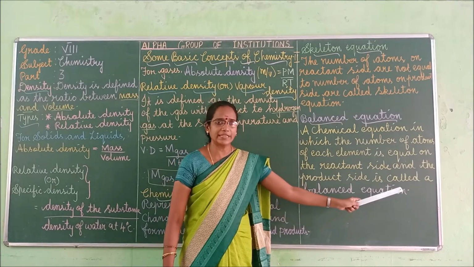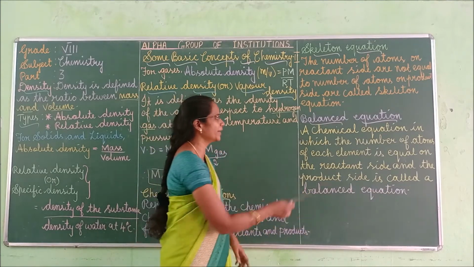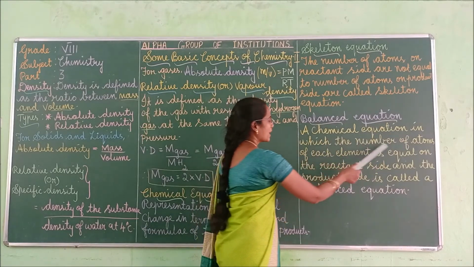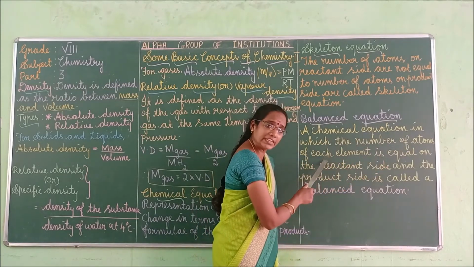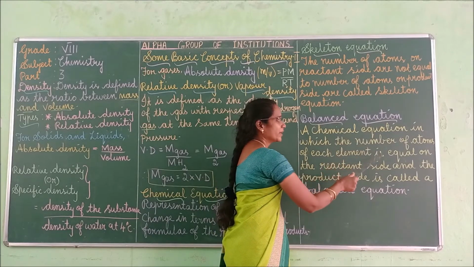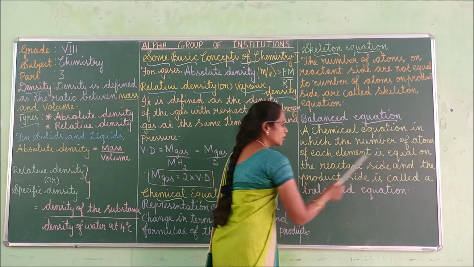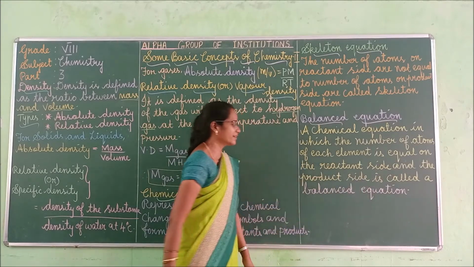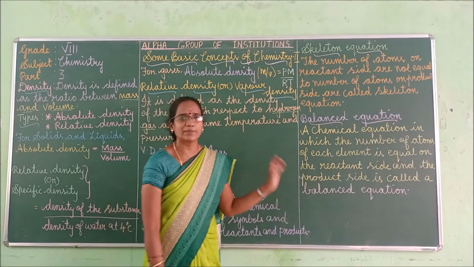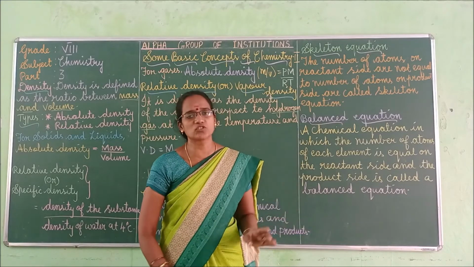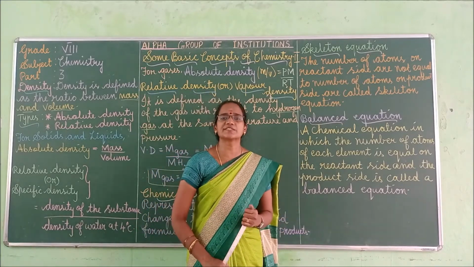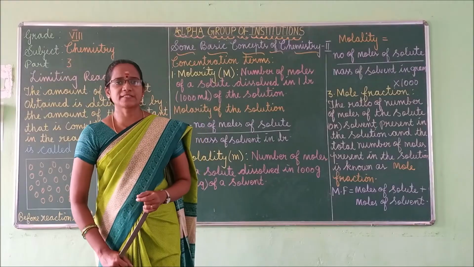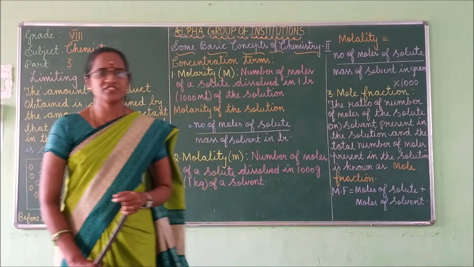Balanced chemical equation. Once again I repeat. A chemical equation in which the number of atoms of each element is equal on the reactant side and the product side is called the balanced chemical equation. Understood, children? So these definitions are very important. Got it? Right.